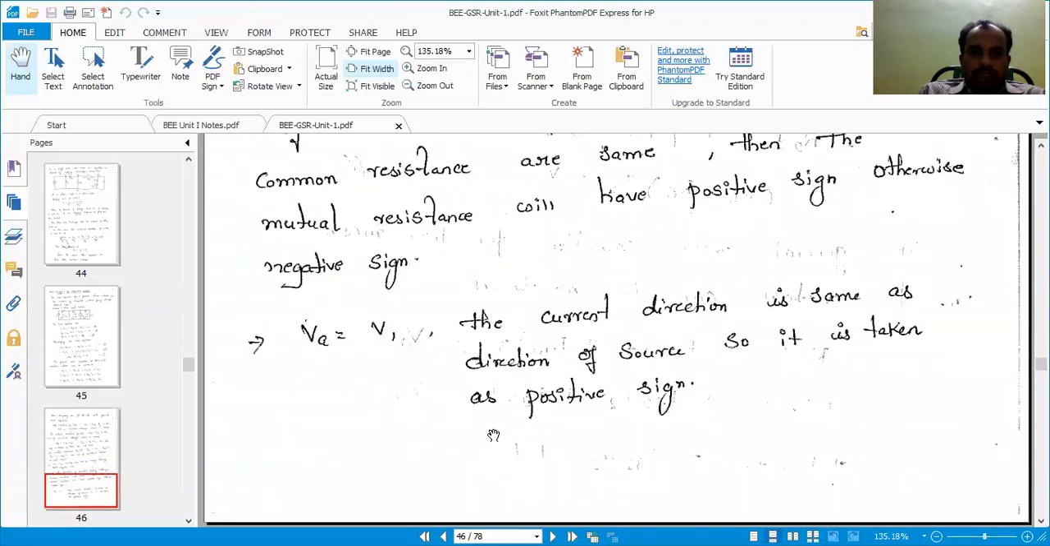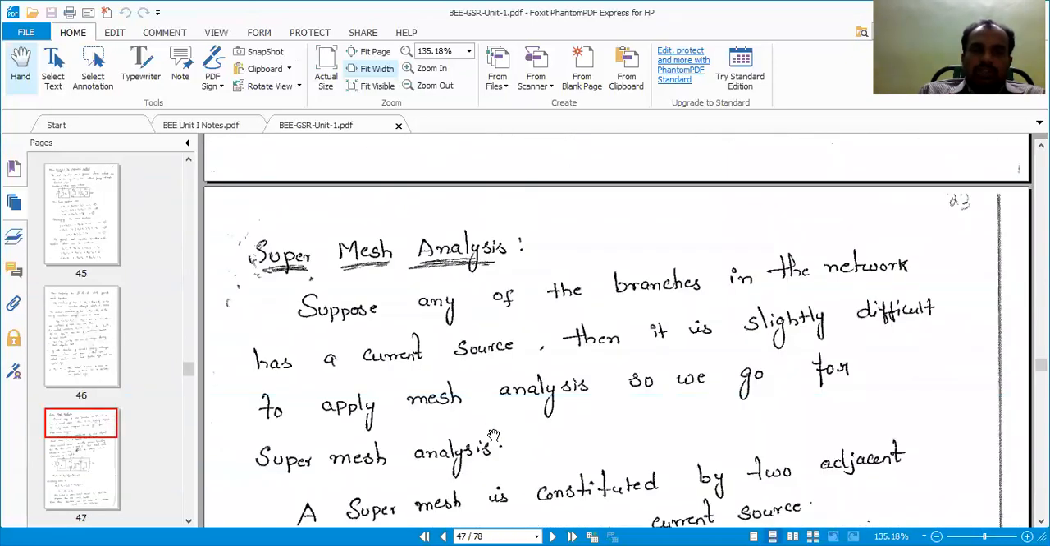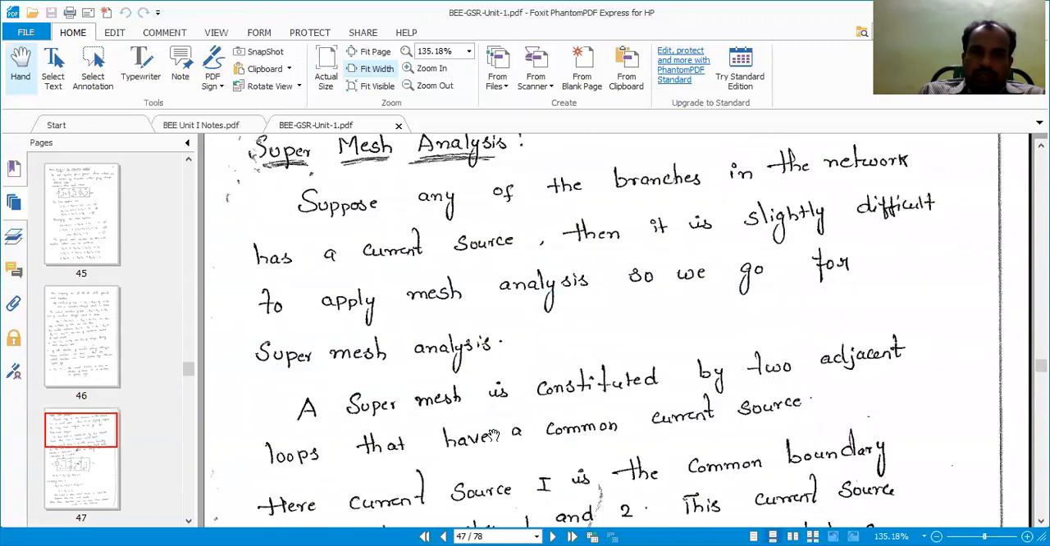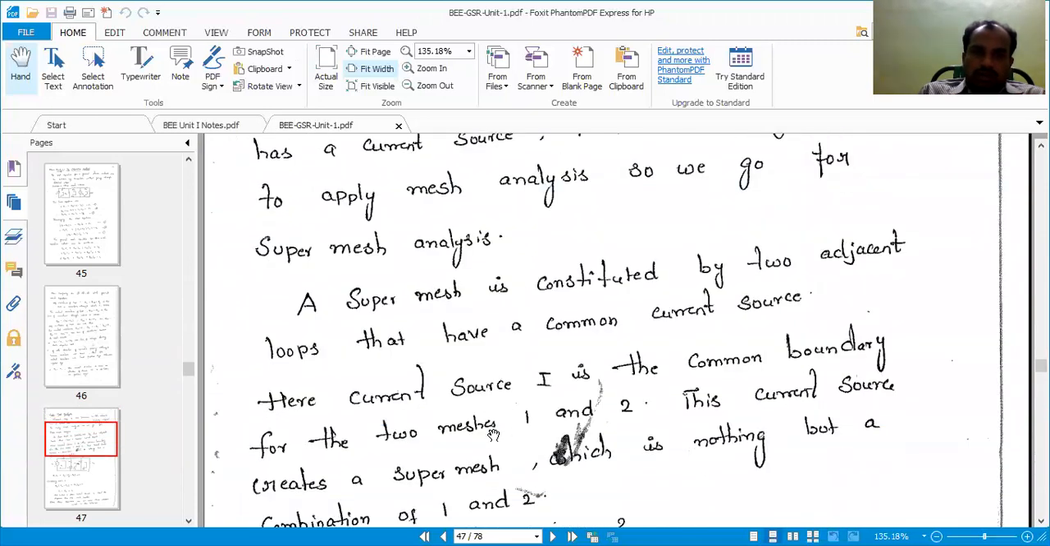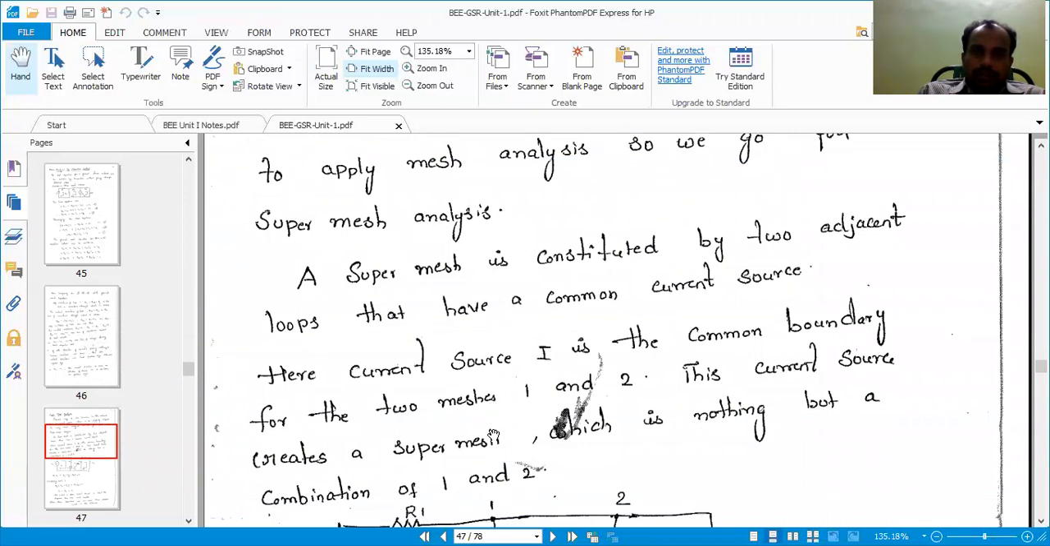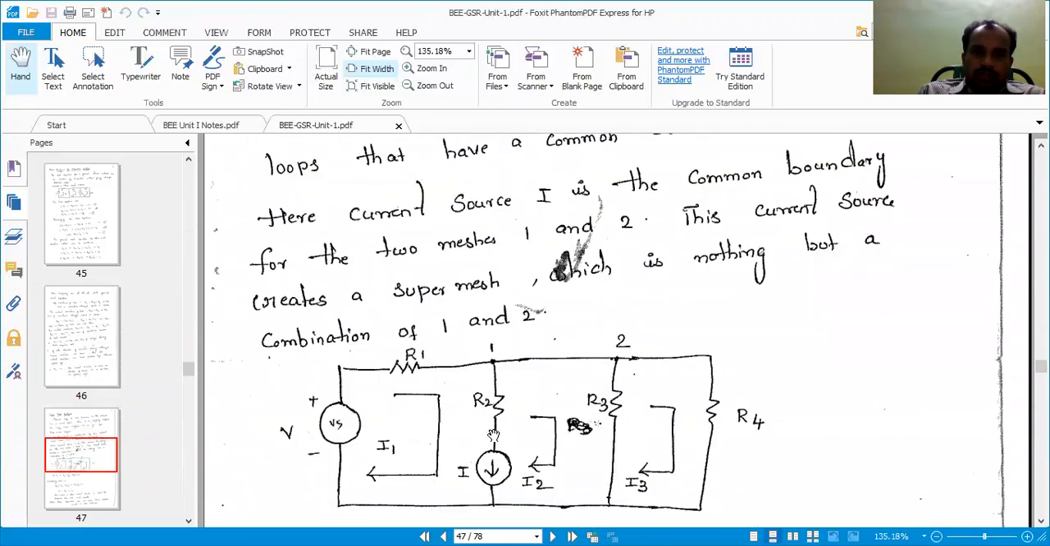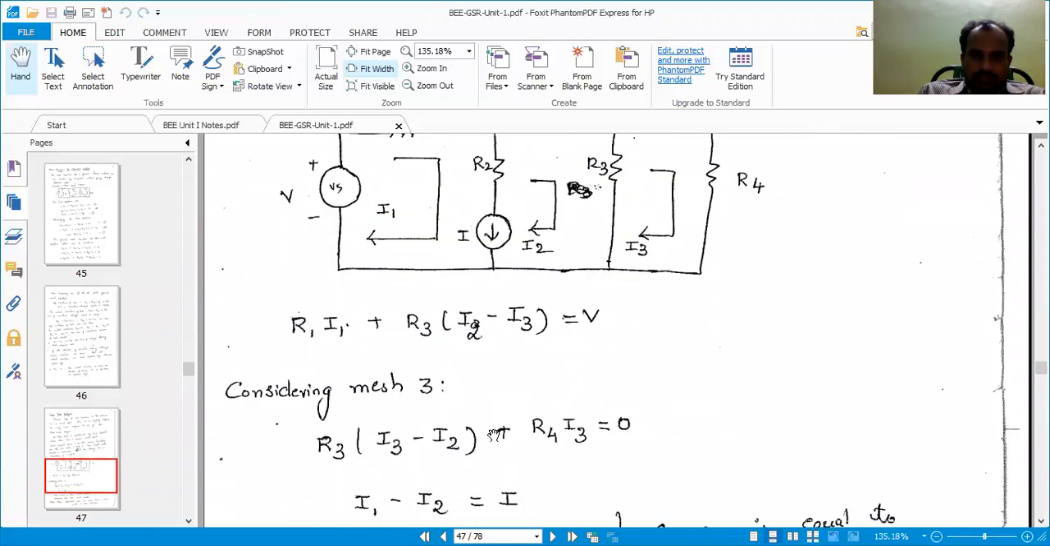And the super mesh analysis. Suppose any branch in the network has a current source; then it is slightly difficult to apply mesh analysis, so go for super mesh analysis. Super mesh analysis is formed from two adjacent loops that share a common current source. The current source I is a common boundary for the two meshes. This is super mesh analysis.